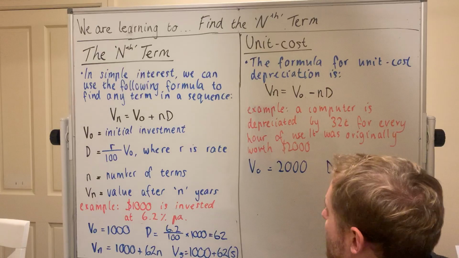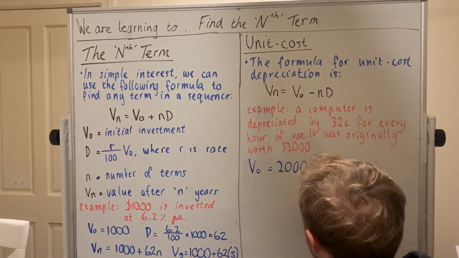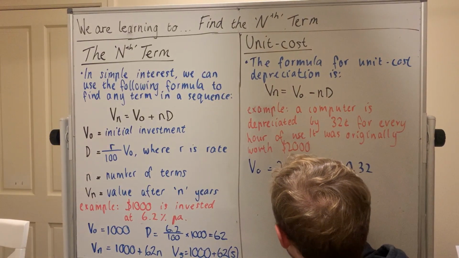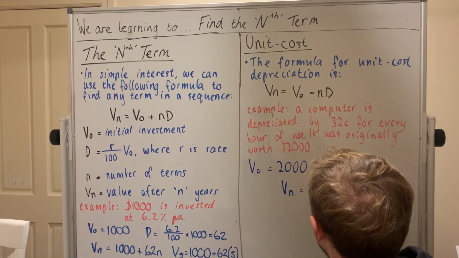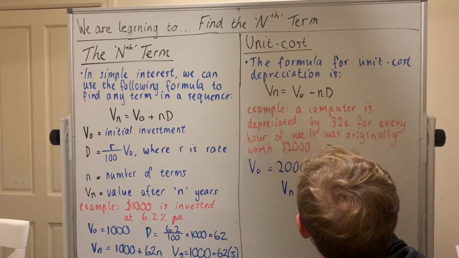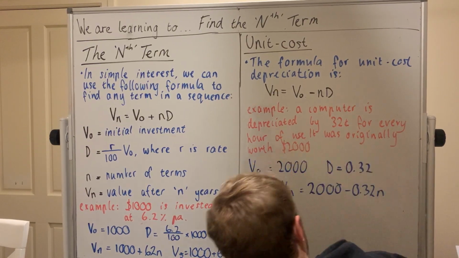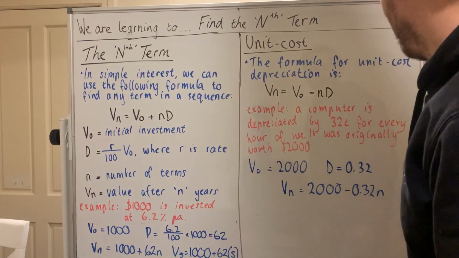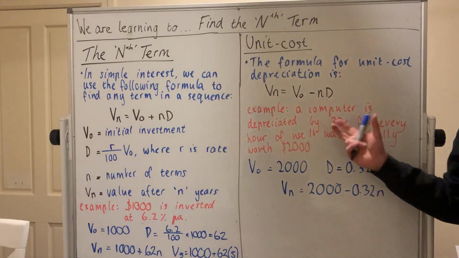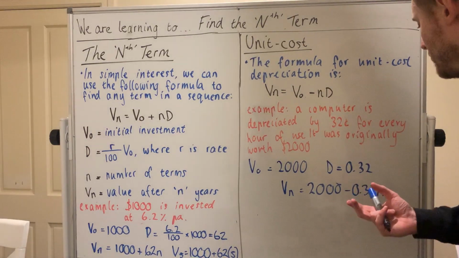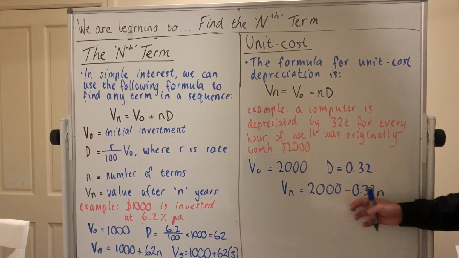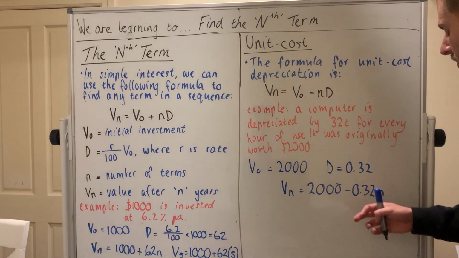With these ones, you don't have to do any calculations when you're actually writing out the recurrence relation. This one is just going to be Vn equals 2,000 initial minus 0.32, or D, times n. With this, it doesn't matter if n or d comes first, it's multiplication, it doesn't change the order, but when we write it out like this in algebra, we always write the number before the letter.